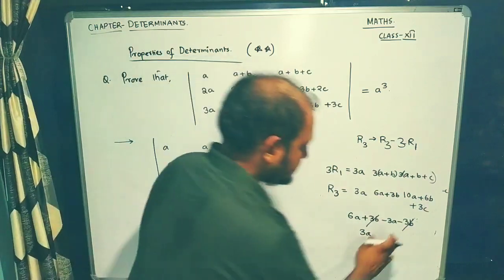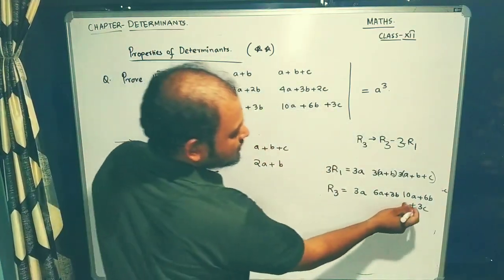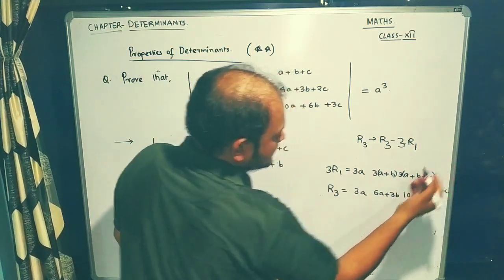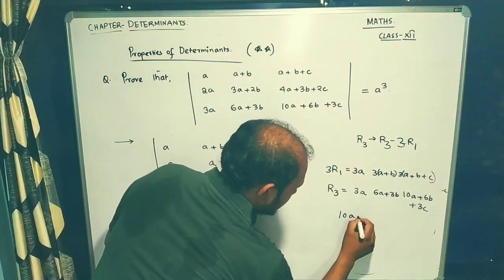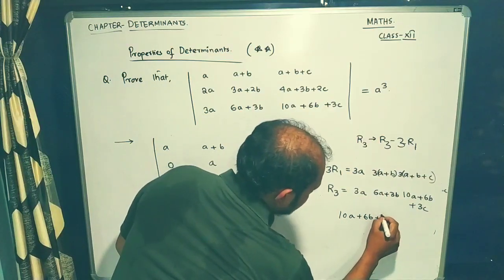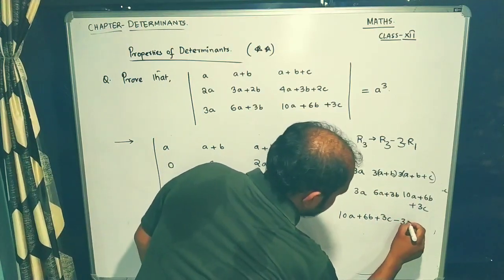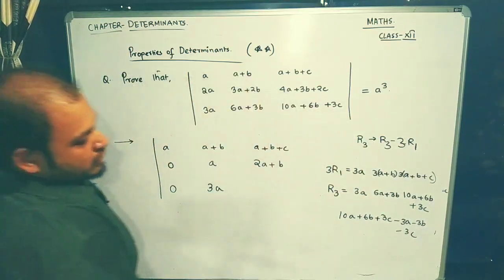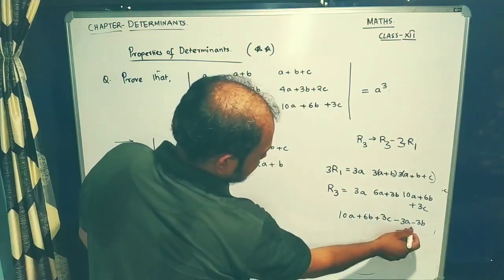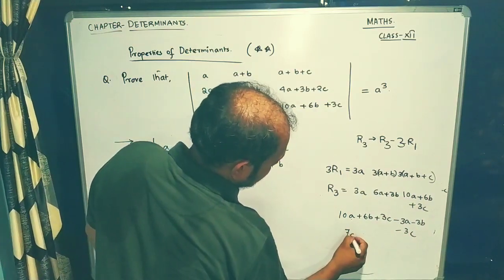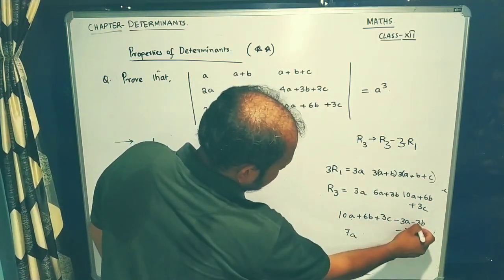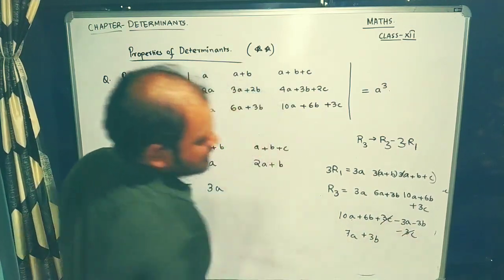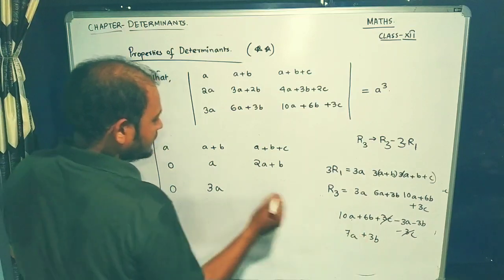And then finally in this position you have 10a plus 6b plus 3c minus 3a minus 3b minus 3c. So what do you have? 10a minus 3a is 7a. 6b minus 3b is equal to plus 3b, and 3c cancel. So you have 7a plus 3b.